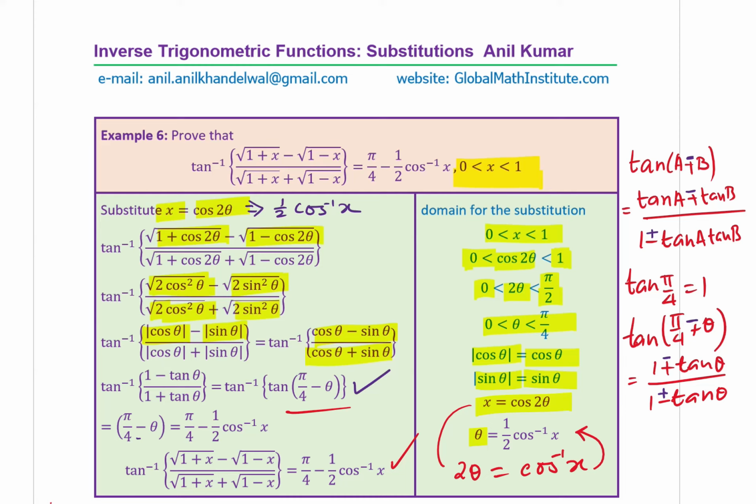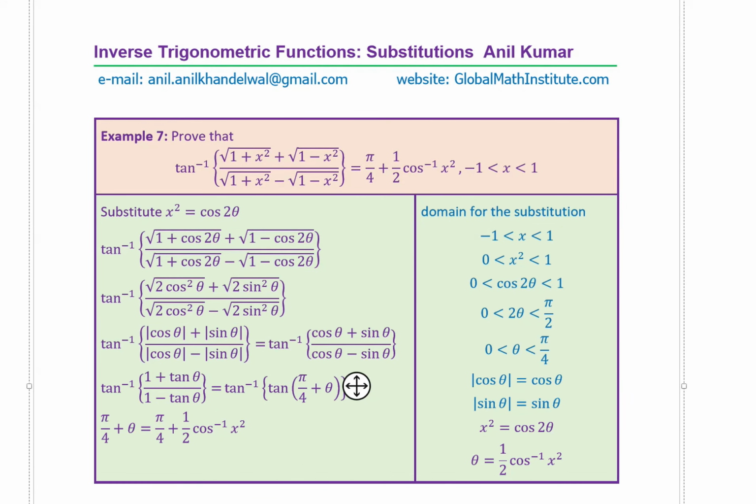For your practice, here is a similar question with some difference. Now, I would like you to pause the video and do this particular question, which is kind of similar: tan inverse of (square root of 1 plus x square plus square root of 1 minus x square) divided by (square root of 1 plus x square minus square root of 1 minus x square). The result expected is pi by 4 plus half cos inverse x square. Now in this case, you can pause the video and solve it on your own.